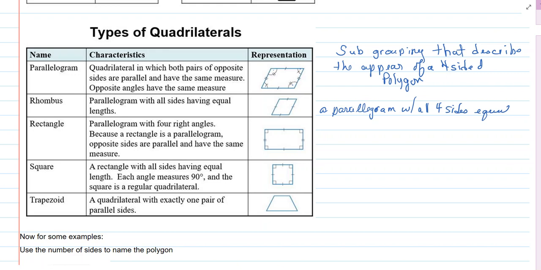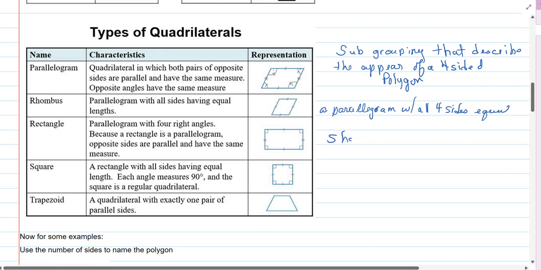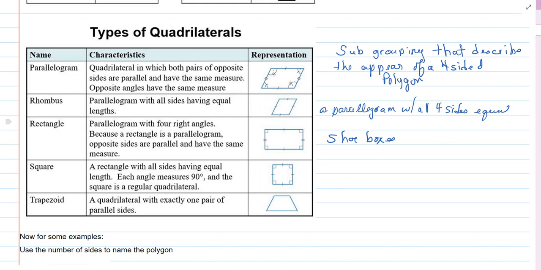All right. Then we have a rectangle, and this is like a shoebox. All shoeboxes are rectangles. And then we have a square, all sides equal. And again, all of these have parallel lines. And a trapezoid has one set of parallel lines and four sides.